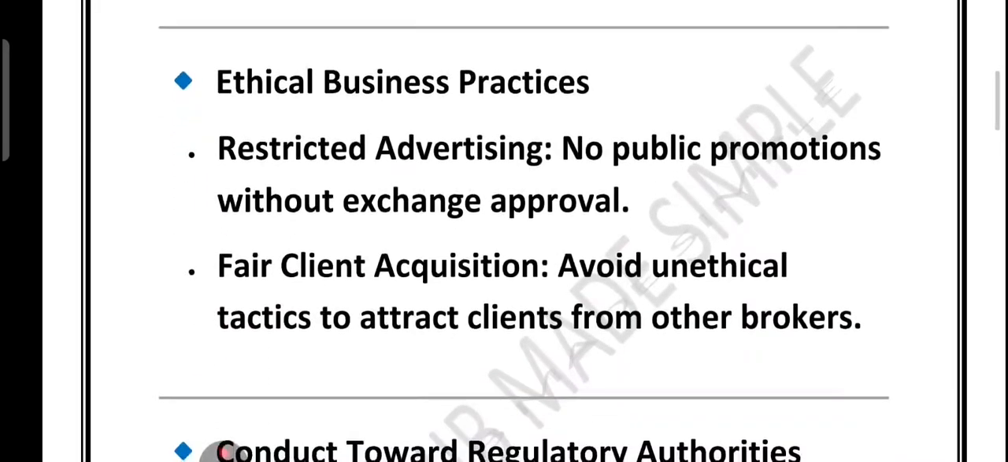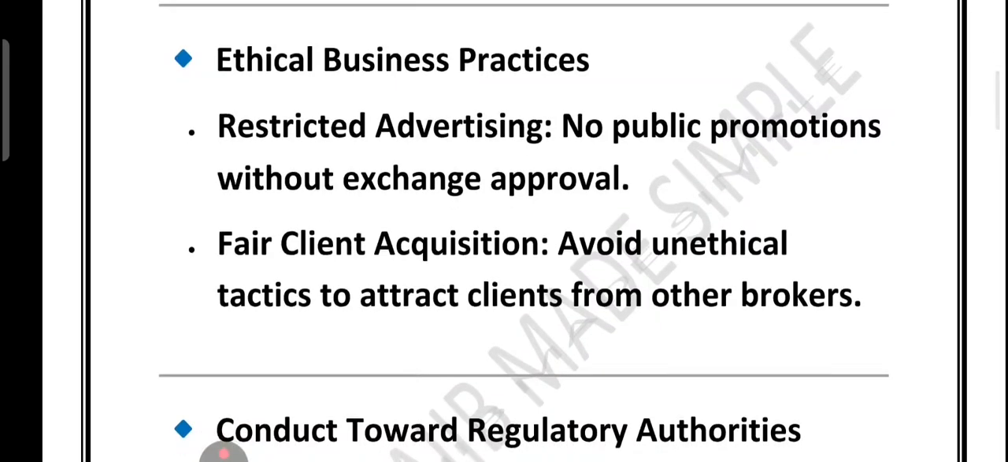Next comes ethical business practice. A sub-broker cannot advertise or promote their business publicly without the exchange's approval. Also, they must not use unethical tactics to steal or attract clients from other brokers. Fair competition is the rule.